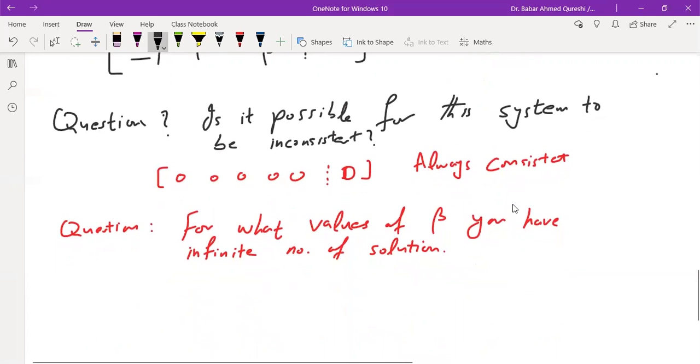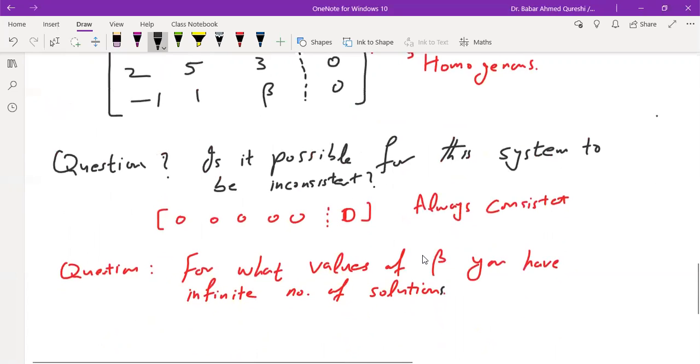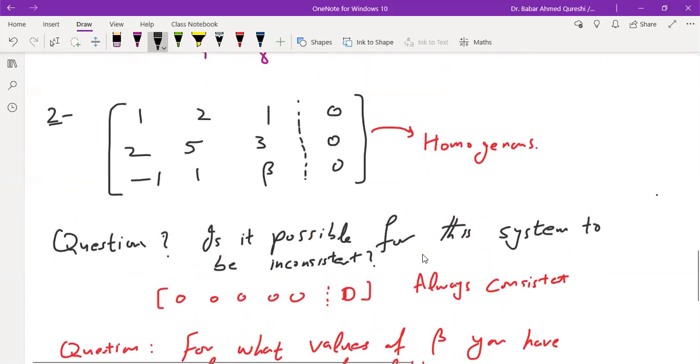So for what values of beta do you have an infinite number of solutions? So now let's just try to solve it.